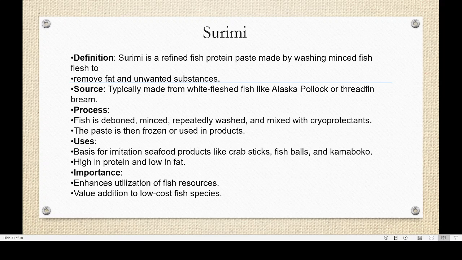See, this is how the surumi fish paste will be appearing. This is the nature of the surumi fish paste. So here you can see that it's a refined fish protein paste made from washing minced fish. Minced means cut into small pieces. Fish to remove fat and unwanted. So from a fish meat, we will be removing fat as well as other impurities, and that will be converted into a paste-like structure. Here you can see the fish paste surumi.